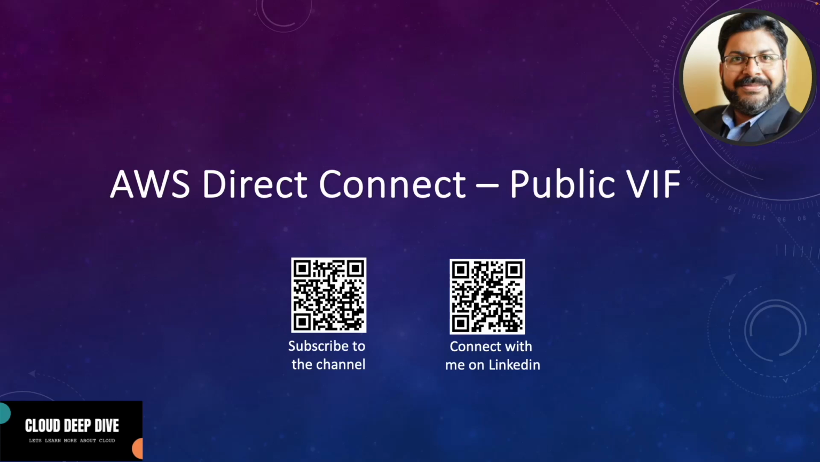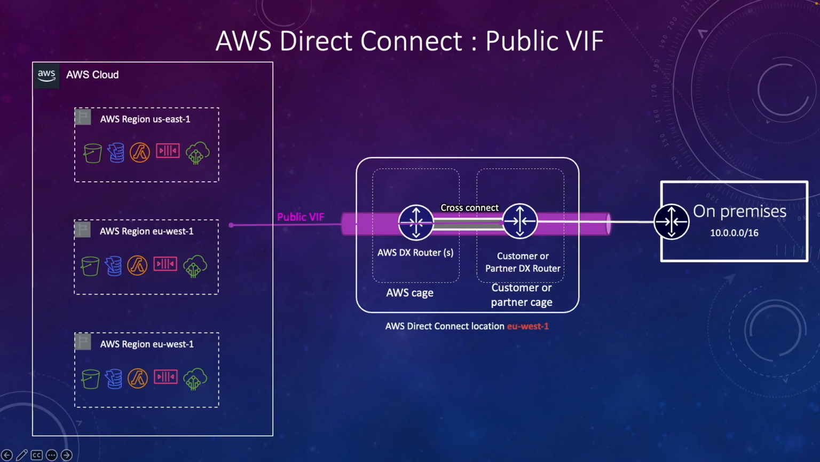In today's video, we will talk about public virtual interface. So what is public virtual interface? A public virtual interface can help you to access all AWS public services using public IP addresses. When you create a public virtual interface, it allows you to access services like S3, DynamoDB, or services running in your VPC which has public IP addresses like your application load balancer with a public IP address or EC2 instances.